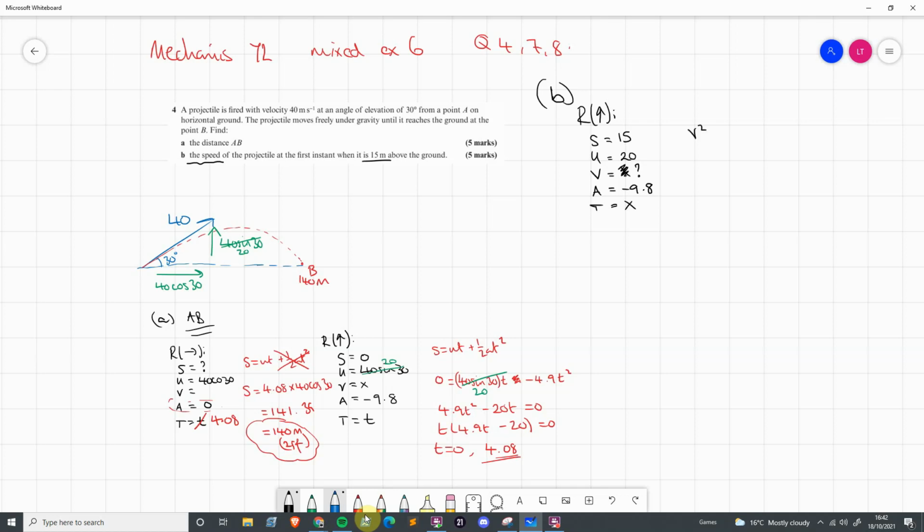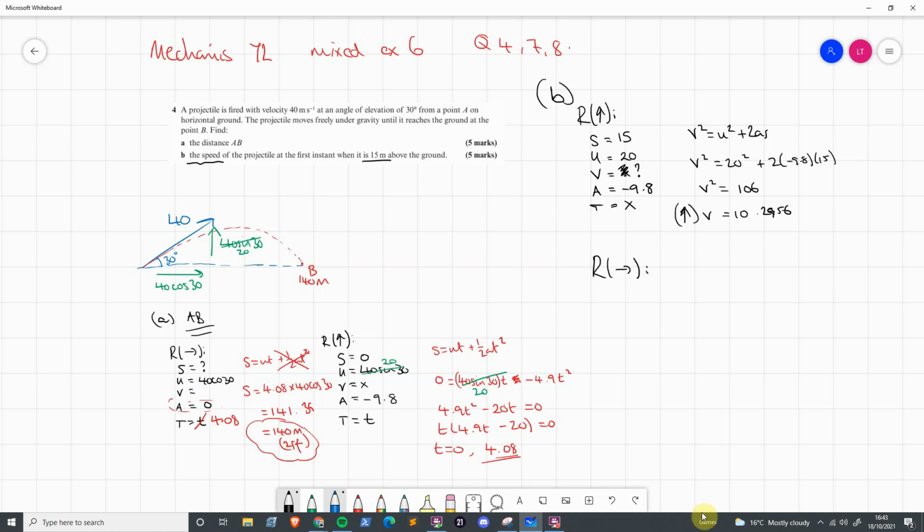So we've got v squared equals u squared plus 2as. So v squared equals 20 squared plus 2 times minus 9.8 times 15. Well, v squared equals 106, so v equals 10.2956. That is just the vertical motion. Okay, so it's going to be travelling upwards at a speed of that at that stage.